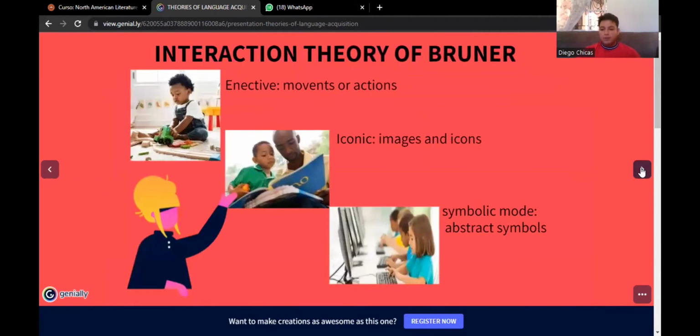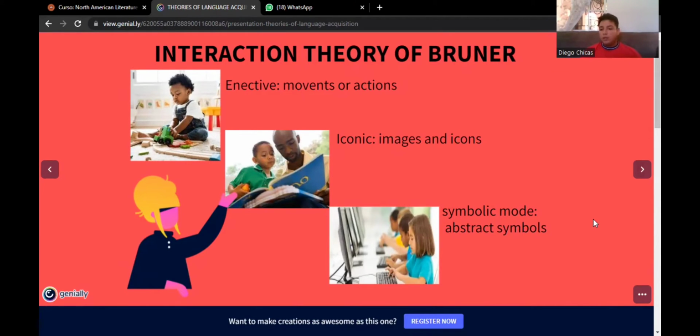This theory has three modes. The enactive, which is the mode of action, basically says that a baby or kid interacts with their environment by touching things, by getting things. They interact with their environment by moving.